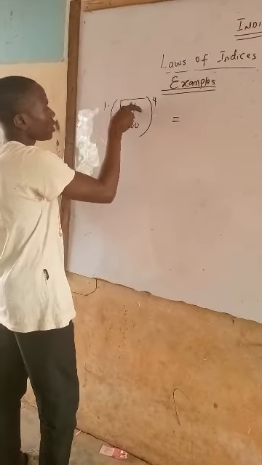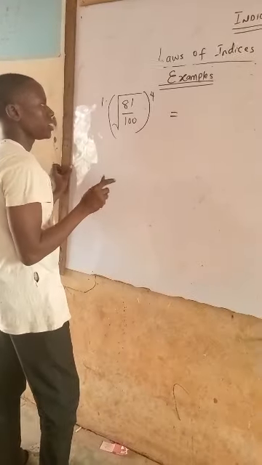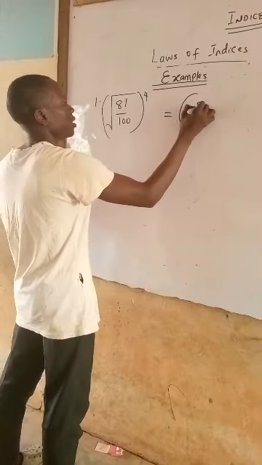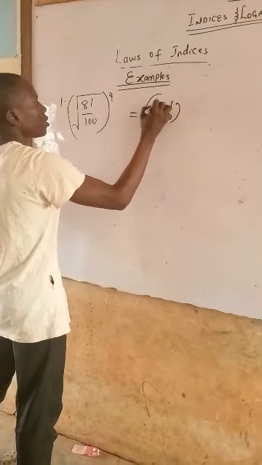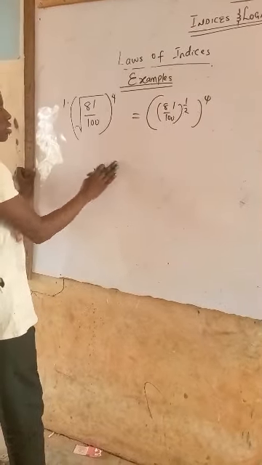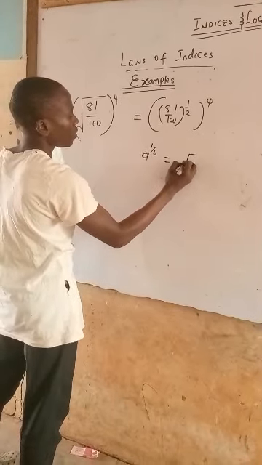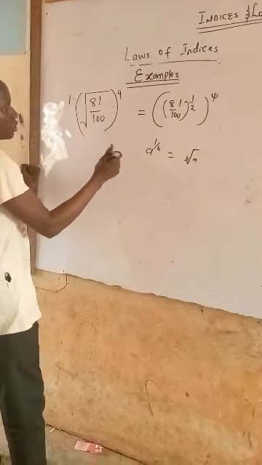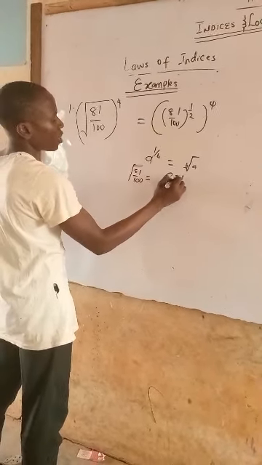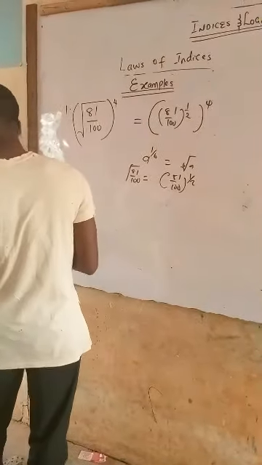Now, this is going to give us what? Then we know we can find the square root of 81 and square root of 100 easily. And then we can also express these as 81 over 100 raised to the power of 1 over 2 raised to the power of 4. Yes, because a raised to the power of 1 over b will give us b root of a. Then, square root of 81 over 100 is the same thing as 81 over 100 raised to the power of 1 over 2. I'm sure it's clear now.